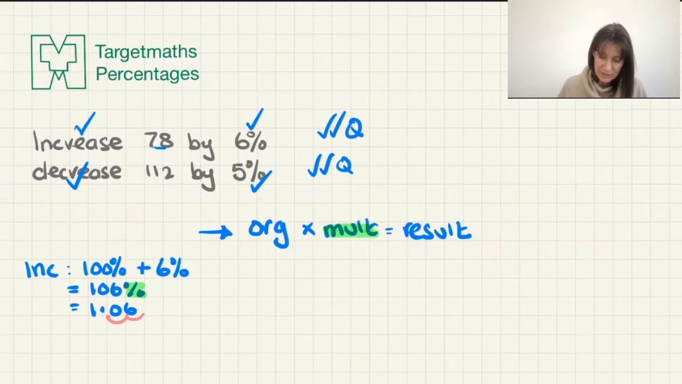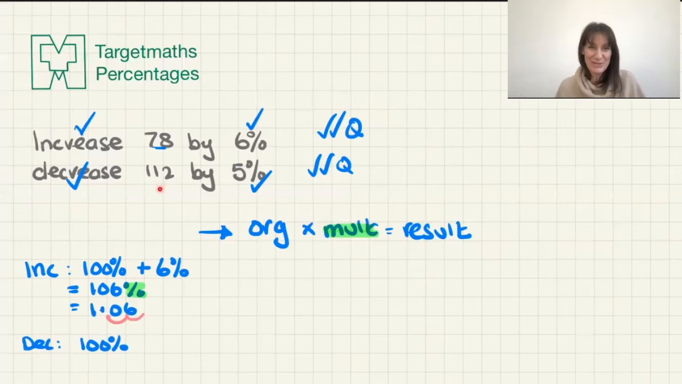If it's a decrease question, so decrease, I still start with 100%. I've still got a starting point of 112 in the question. I just don't want that much by the time I get to the end of the question, because I want to make sure I take 5% off. So it stands to reason that it's going to be a take, and this time it would be 5%.